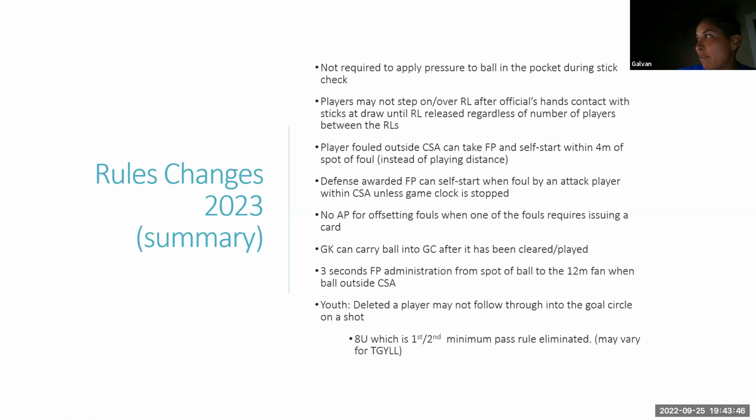3 seconds free possession administration from the spot of the ball to the 12-meter fan when the ball is outside the CSA. So currently for 2022, it's wherever the ball is. In 2023, when the 3 seconds is called and the ball is outside of the CSA, it would actually be an advantage for the attack now, because it'll get moved up to the 12-meter.